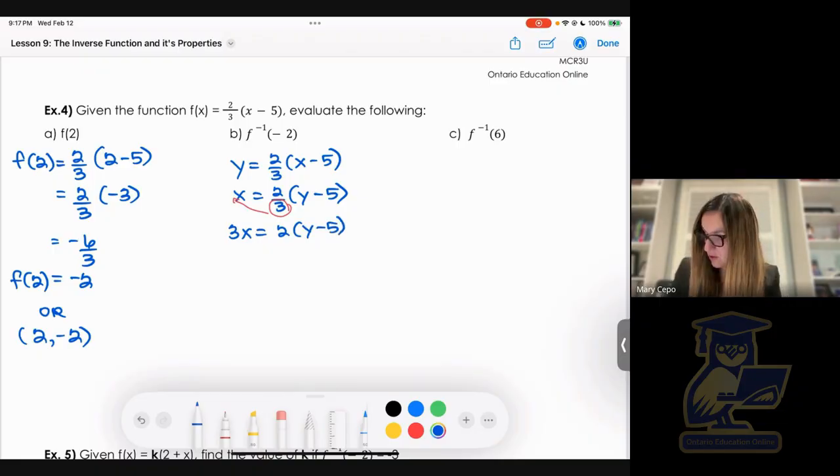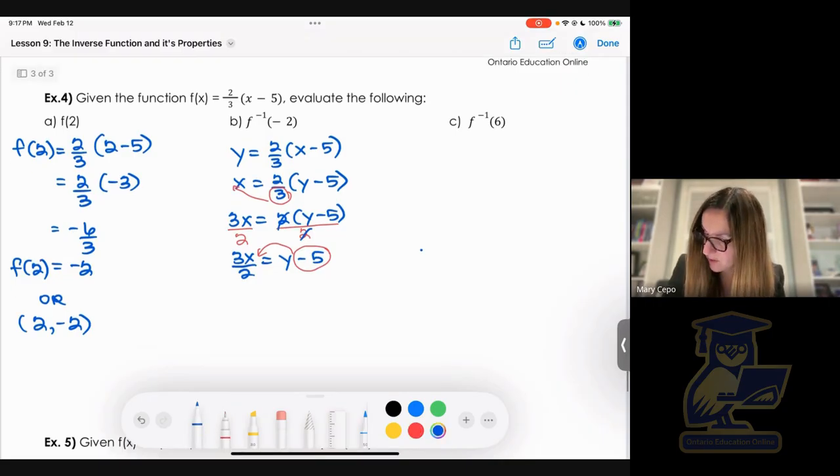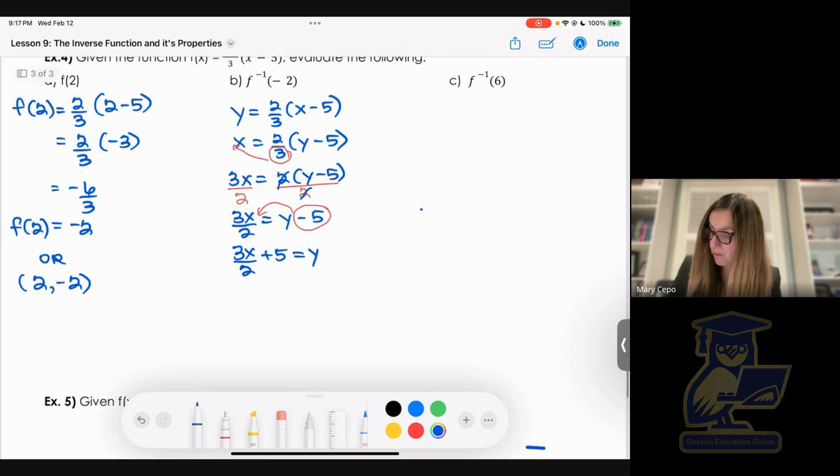We need to get rid of that 2, so we're going to divide this side by 2. What I do to one side, I do to the other. So we have 3x over 2 is equal to y minus 5. We still need y by itself, so we're going to bring that minus 5 over to the other side of the equation. Don't forget to change the operation. So it becomes 3x over 2 plus 5 is equal to y. And then lastly, make sure to bring back proper notation. So we can say, therefore, f inverse of x is equal to 3 over 2 x plus 5.